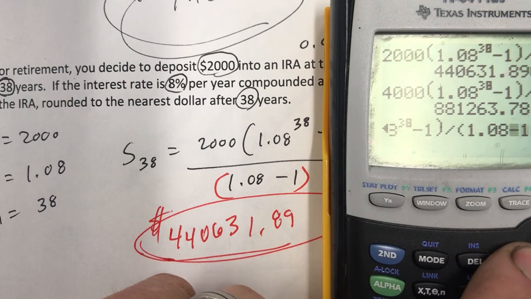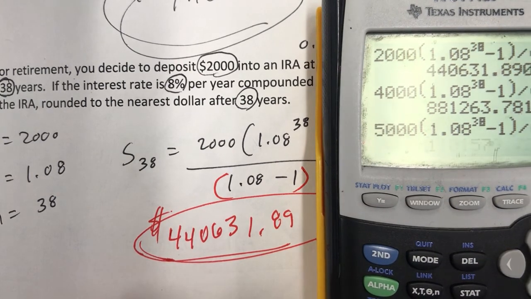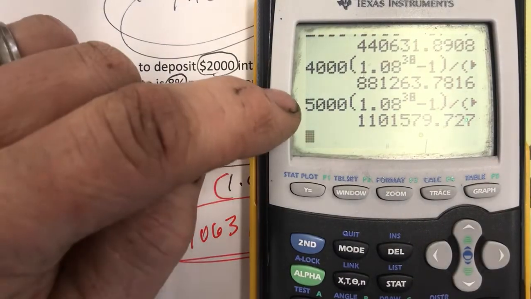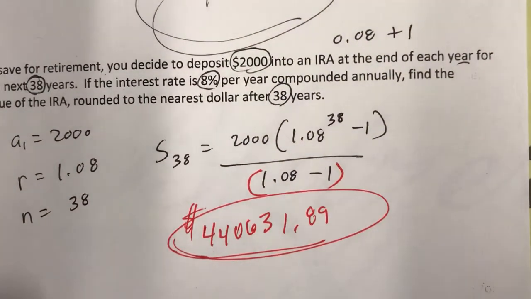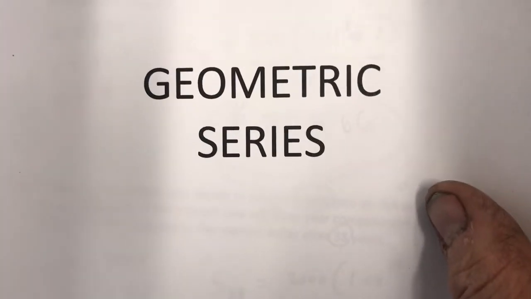What if you put 5,000? I bet it'd be $1 million if you put 5,000 in there. Yep, look at that, over $1 million. So if you want to be a millionaire, put $5,000 away each year for 38 years, and you'll have over $1 million. Anyway, that's all we're doing for geometric series.